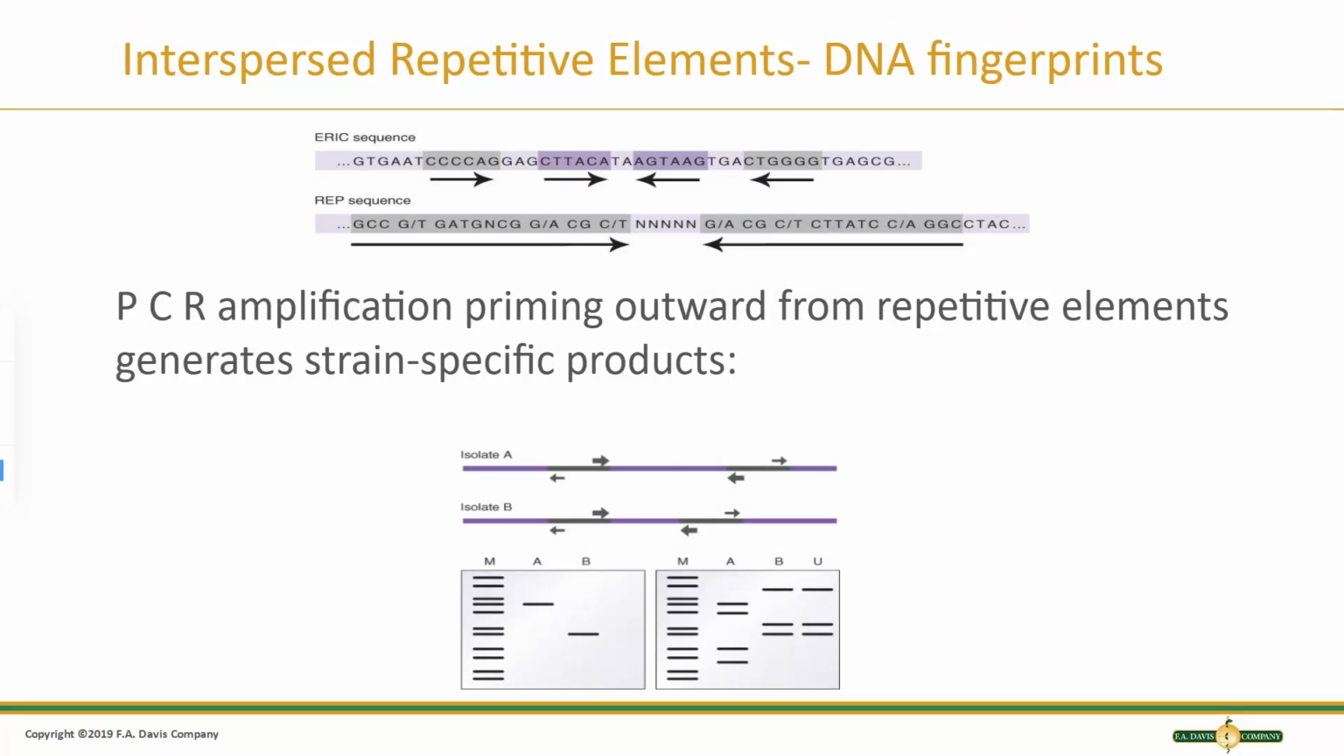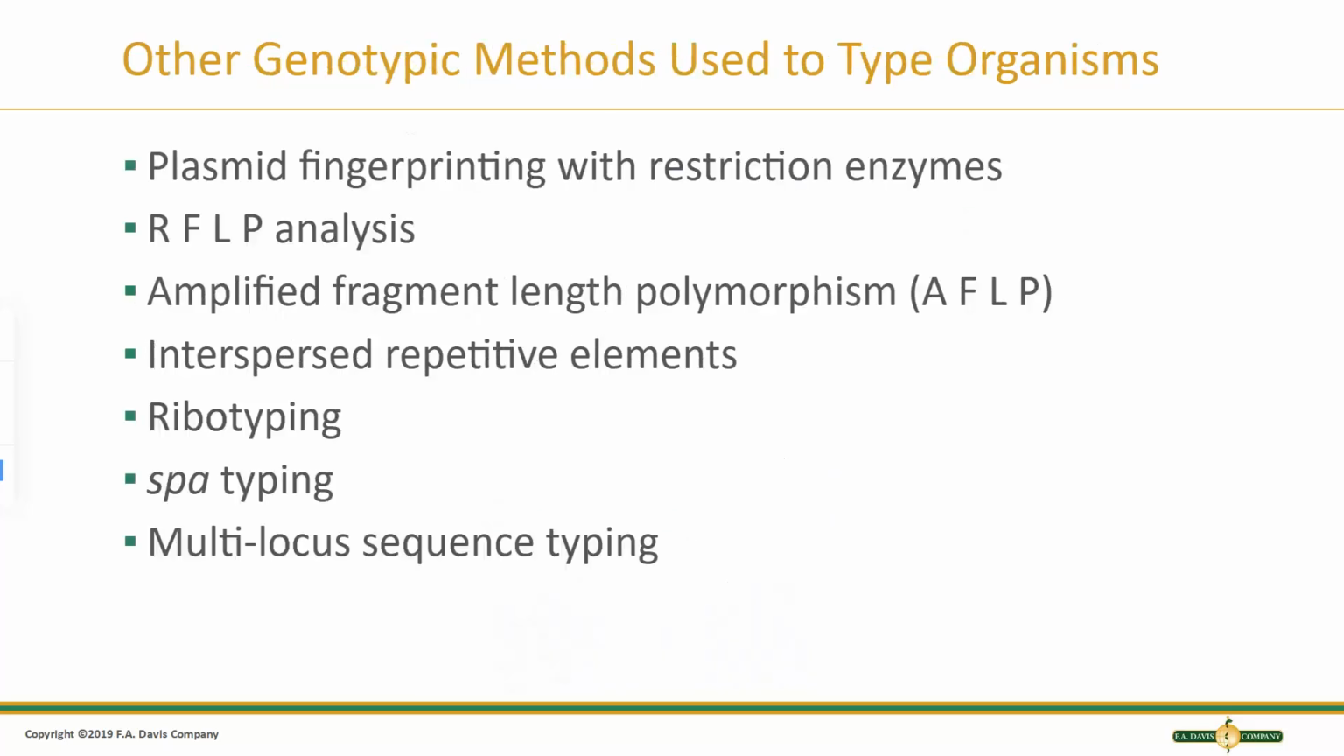Interspersed repetitive elements create DNA fingerprints. Interspersed repetitive elements are repetitive elements that are interspersed amongst the genome. PCR amplification priming outward from repetitive elements generates strain-specific products. So then you can differentiate strains based on those repetitive elements. Other genotypic methods used to type organisms: plasmid fingerprinting with restriction enzymes. We cut up the plasmids and then run them out on a gel and figure out the different bands that are produced.